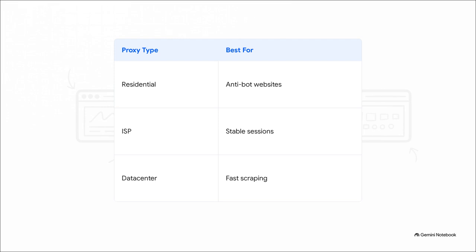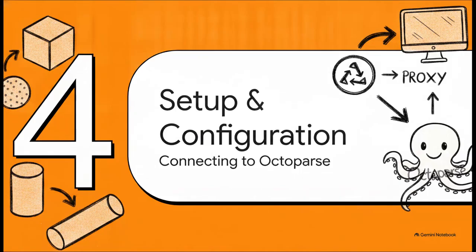And finally, data center proxies. While these are a bit easier for a site to flag, they are crazy fast and cost-effective, making them perfect for simpler sites where raw speed is your main goal. All right, Section 4, setup and configuration, connecting these proxies to Octoparse.